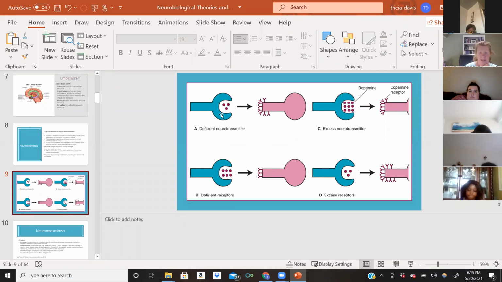Well, when it tries to fit in this little piece right here, it's never going to match up because there's only 3 things there. Over here, there's 6, and then there's only 3 on this one. This is going to be excess. So there's too many. So not enough little prongs over here and too many over here. This is a good example of how we have these issues with neurotransmitters.